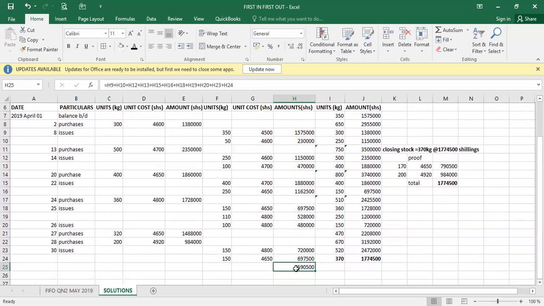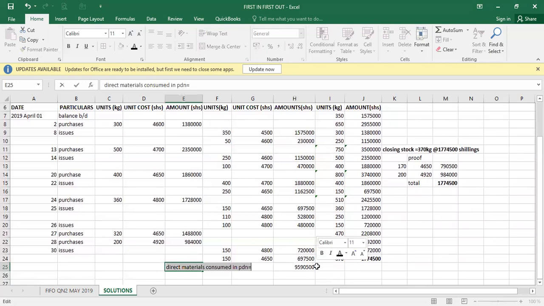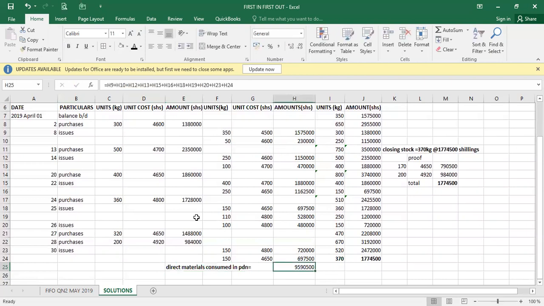These are the units we have. These are our direct materials consumed in production. Allow me to use that for short form. That's that. So that's it, and the question is done.